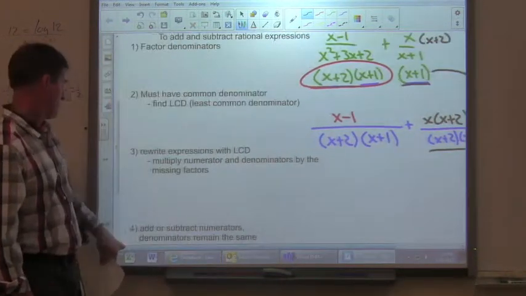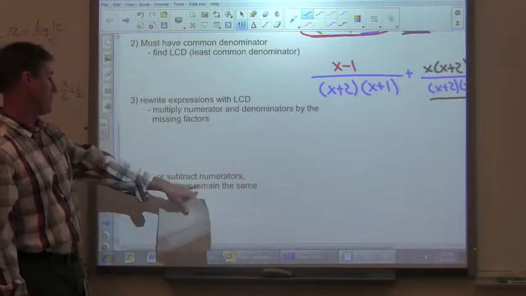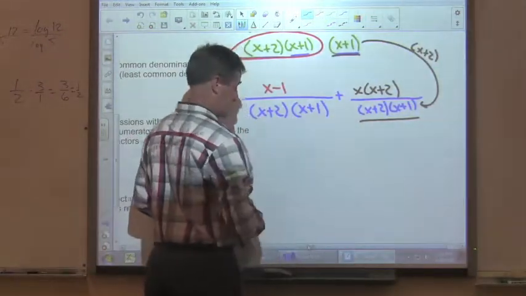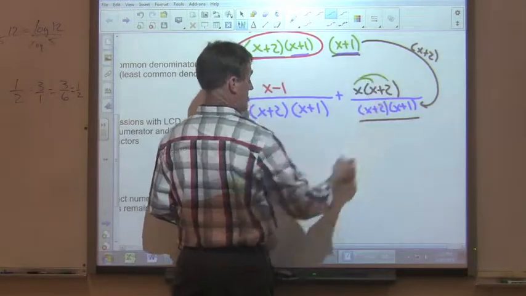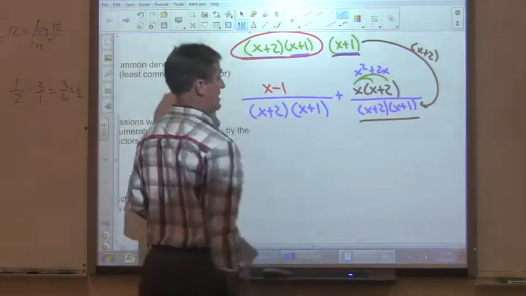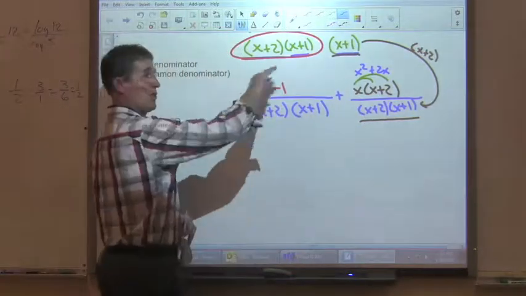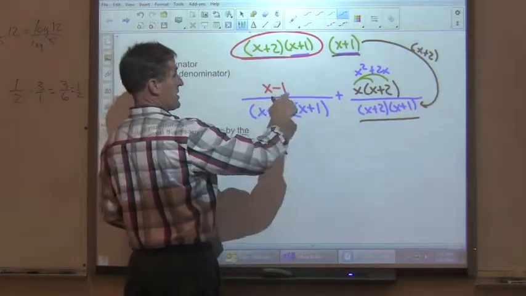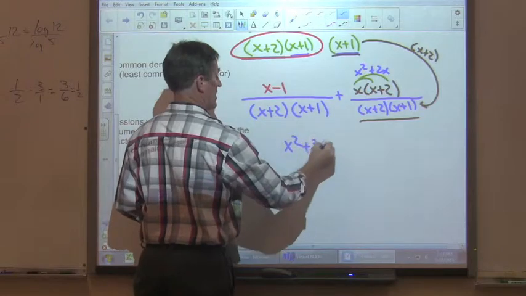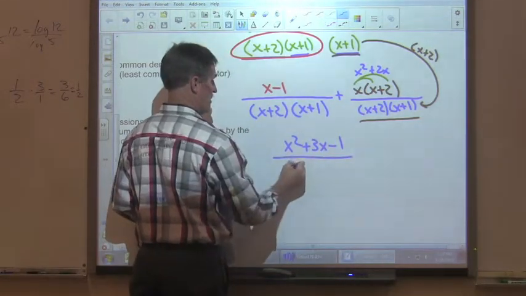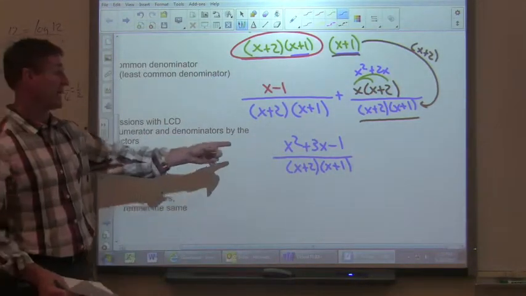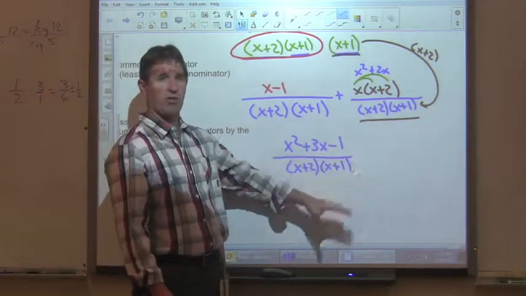Then our next part says add or subtract the numerators, denominator remains the same. So now I have to go back and simplify this. I'm going to distribute the x, and so we get x squared plus 2x. Because the denominators are the same, we just add the numerators together. I'm going to put this in standard form. So I have an x squared, plus x plus 2x is 3x, minus 1, over my denominator, which remains the same. Then again, we should check to see if we can factor this. That is not factorable, so we're finished.